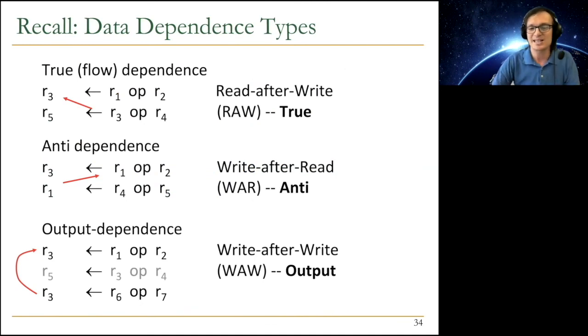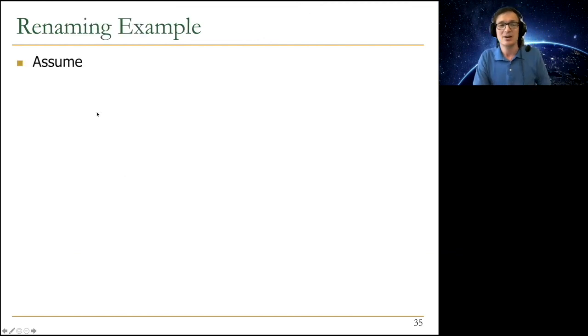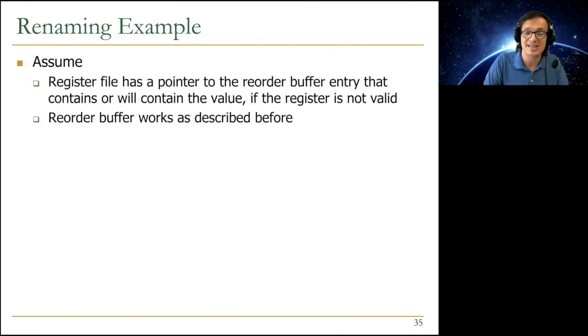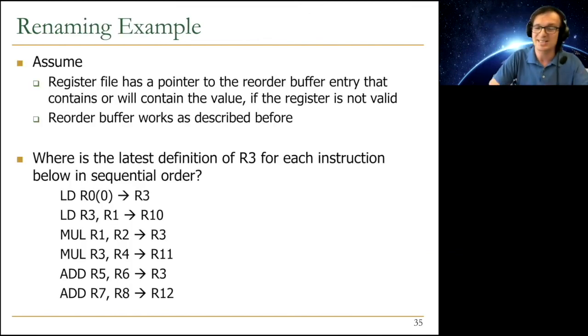We've discussed true, anti and output data dependencies. This way, we've eliminated the anti and output dependencies by renaming the registers. This register 1 is now reorder buffer entry something. It's not register 1 anymore. And this register 3 is reorder buffer entry something, and the instruction that sources register 3 is going to get the value from that reorder buffer entry. I'm not going to go through this example because we're going to go through it later when we discuss out-of-order execution. But you can do this example on your own.